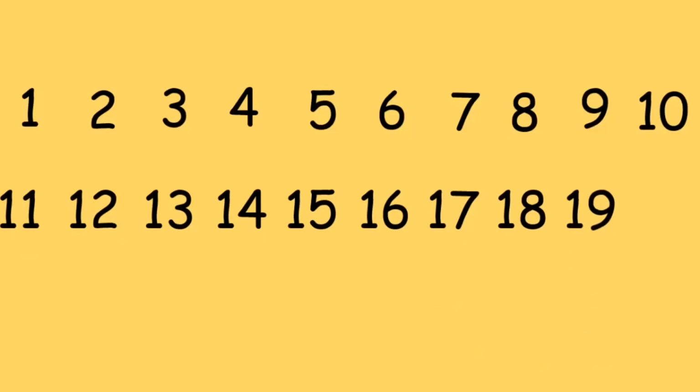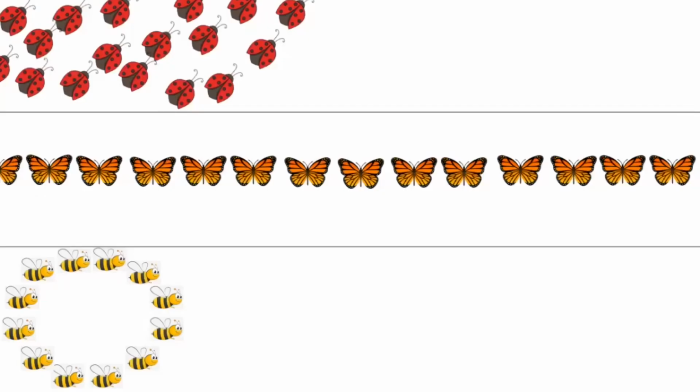All right, let's just count to 10. Easy peasy. 1, 2, 3, 4, 5, 6, 7, 8, 9, 10. Now let's count our teen numbers. Let's count on from 10. 11, 12, 13, 14, 15, 16, 17, 18, 19, and 20. Very good.